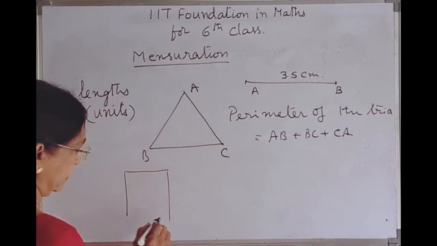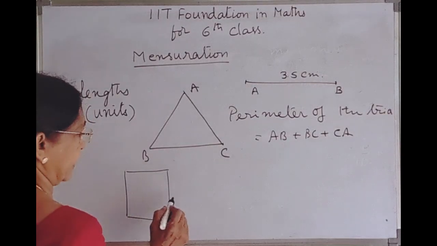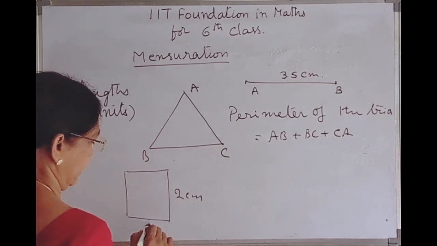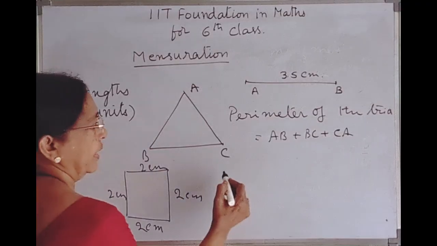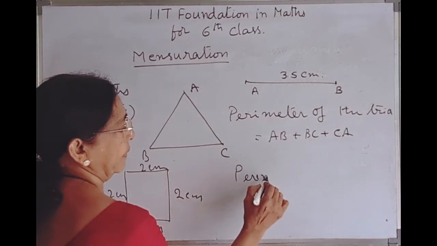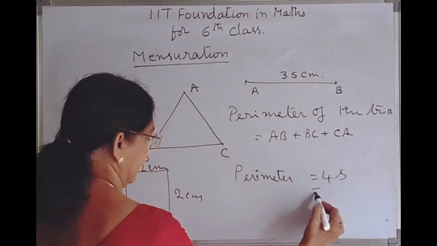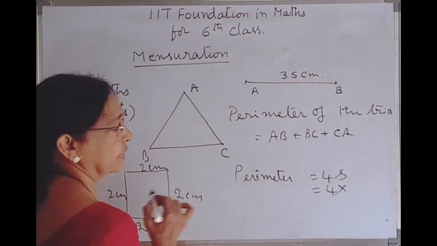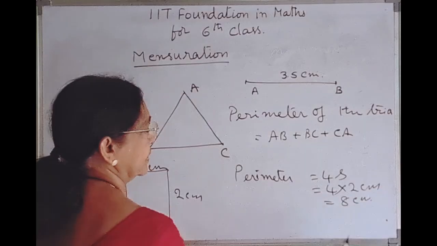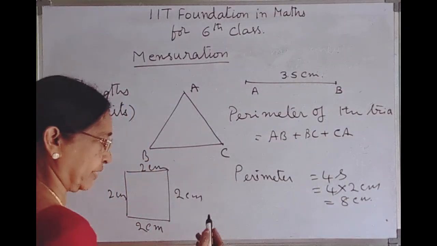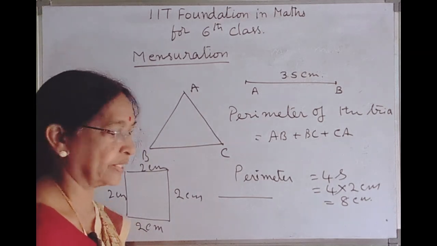Similarly, a square is a plane figure having 4 sides, and the 4 sides are equal. If each side is 2 centimeters, the perimeter of the square is equal to 4 into each side. That is equal to 4 into 2 centimeters in this particular square, which is 8 centimeters. Similarly, we can find the perimeter of any plane figure. A plane figure means a figure which lies in a plane.